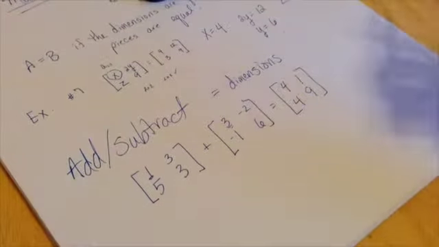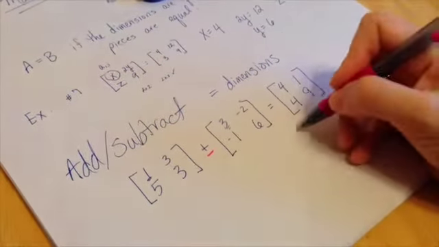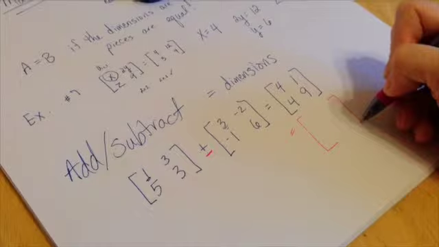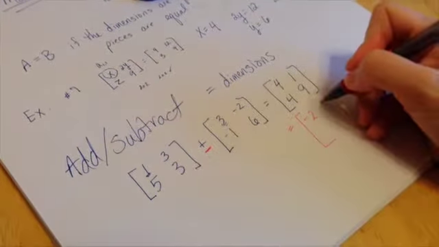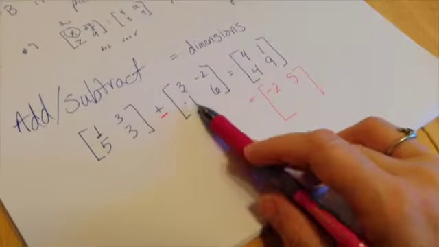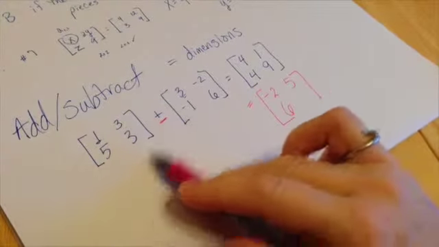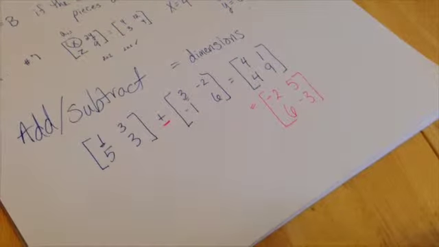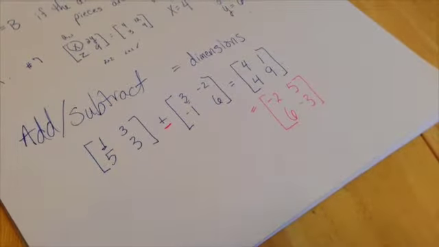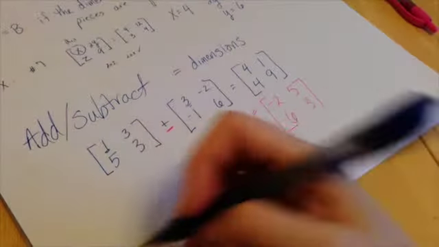If we change this addition problem to subtract, we do the same thing, but we subtract the corresponding positions: 1 minus 3, negative 2, subtracting 5, subtract, get 6, and subtract, we get negative 3. So that's adding and subtracting. Now let's switch.